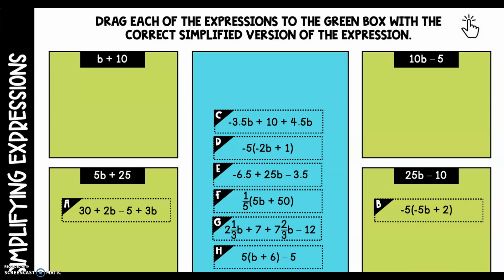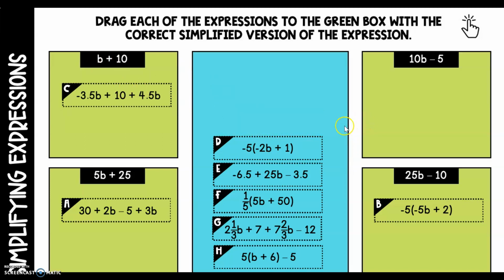So now C, negative 3.5b plus 10 plus 4.5b. So I have my plus 10, which is at the end. So I actually can look at these and see which one has a positive 10. I don't even have to solve the rest of it to understand that it's going to go over here. But just so you understand that it does that, I have 4.5b minus 3.5b. That's going to give me 1b, or b plus 10. So I'm going to go ahead and drag and drop that over there.